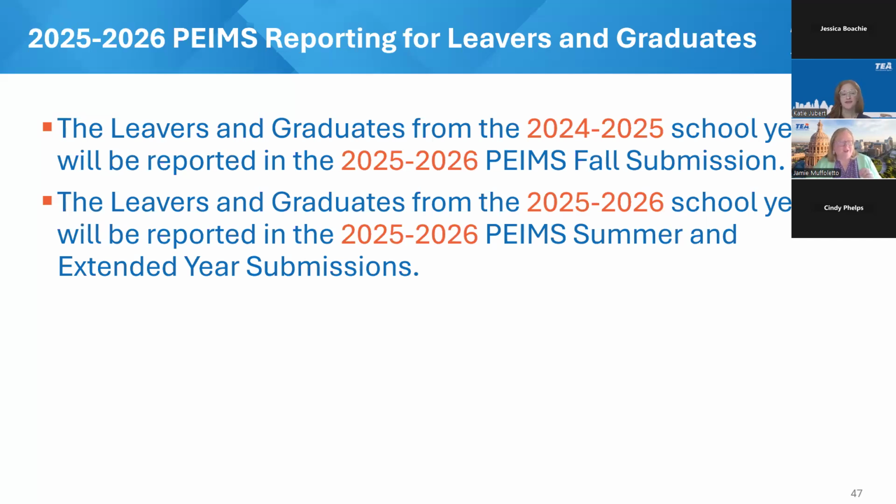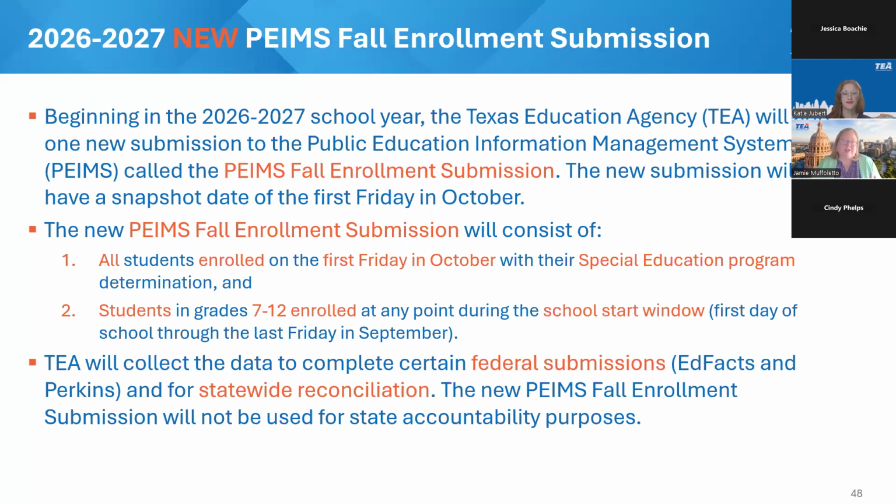And on the next slide, I want to show you the new PEIMS fall enrollment submission, which goes along with these changes. Again, nothing to do with accountability. We need to know first, all students that are enrolled on the first Friday in October and their special education determination. This is used for some federal reporting. And so we have to have this for all of the kids that are enrolled on that first Friday in October.